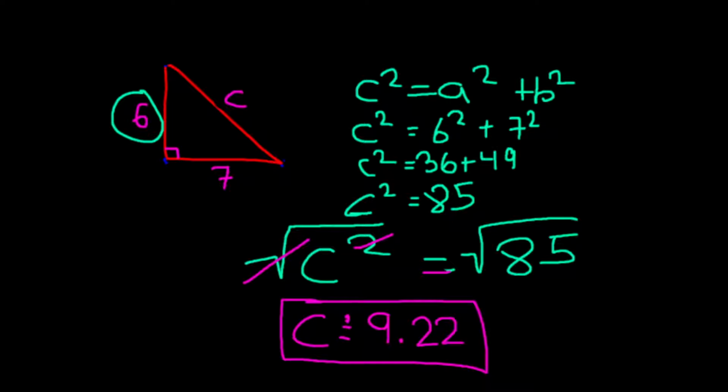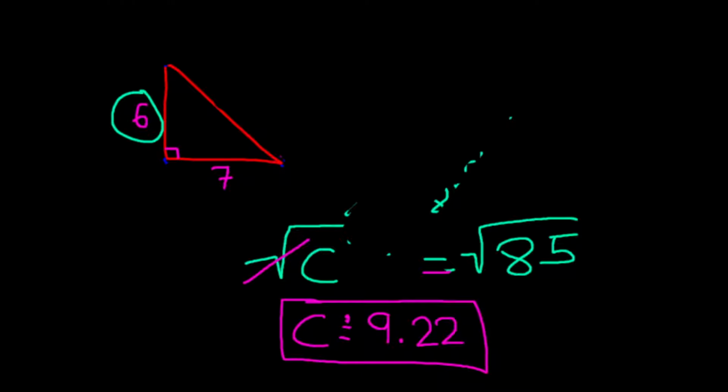Alright, so the Pythagorean theorem is not only used to find the longest side of the triangle, which is the hypotenuse. It could also be used to find the other side of the triangle as well, which I will show you in a moment.